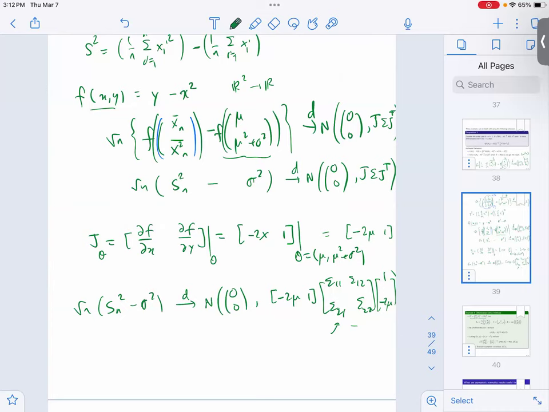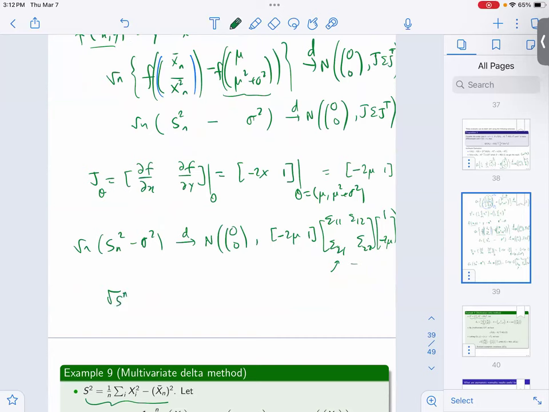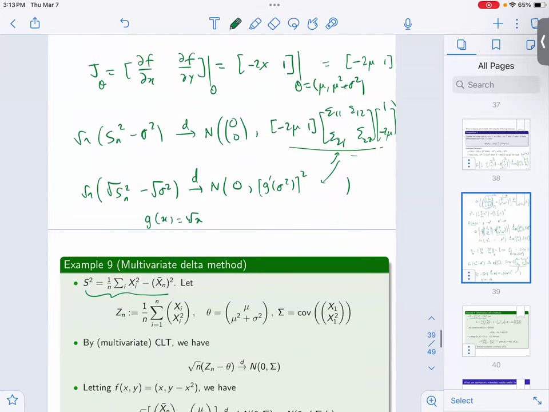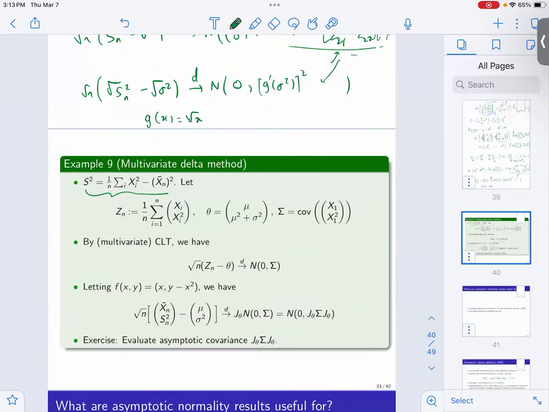If you want, you can take a root of this. That's another delta method, right? What if I do root n? Then I get the derivative of the function, let's call this function g, root x. So I get g prime of sigma squared times whatever this was. So I can do all these transformations and tell you how the asymptotic variance changes. So you can build a confidence interval for whatever you want. Sounds good.